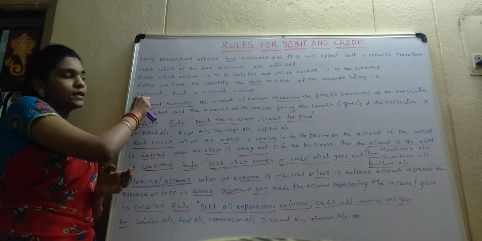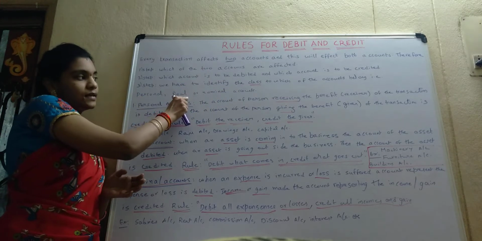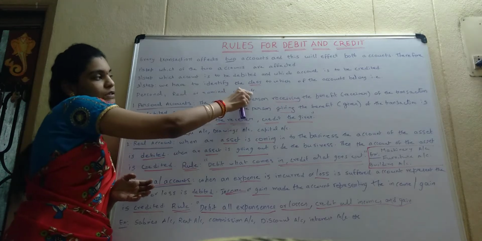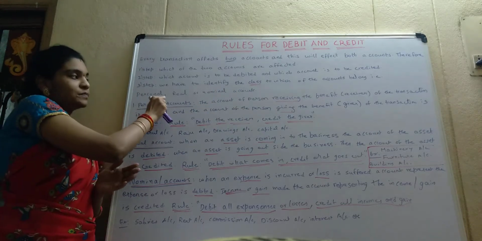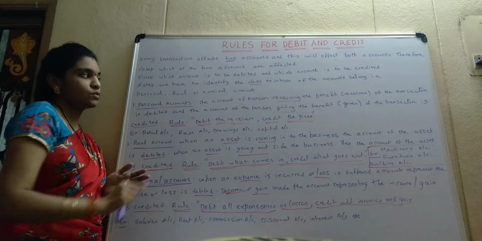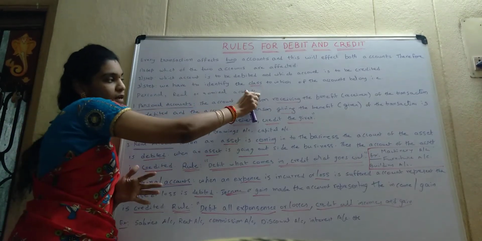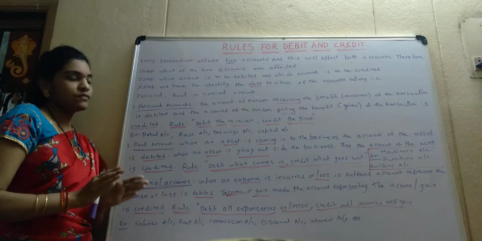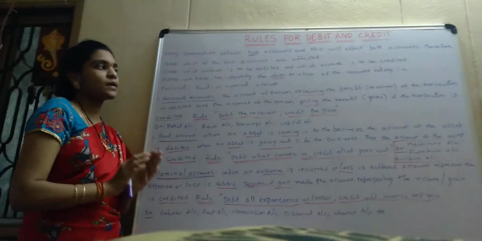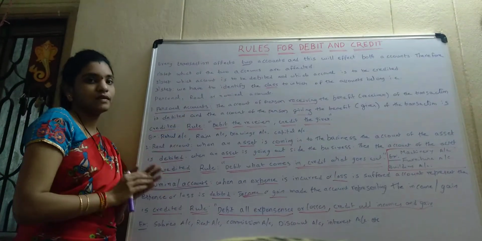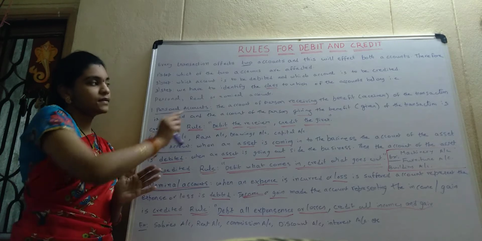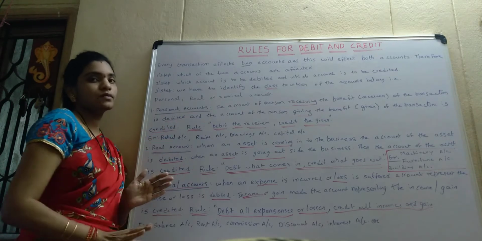That means it belongs to a personal, real or nominal account. Personal account has one rule, real account has one rule and nominal account has one rule. If you identify the class, then you just apply the rules.